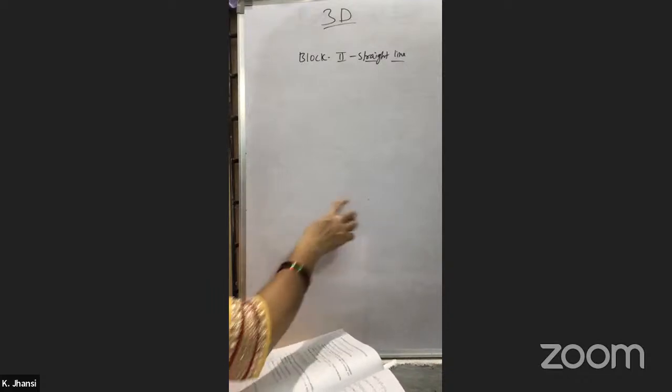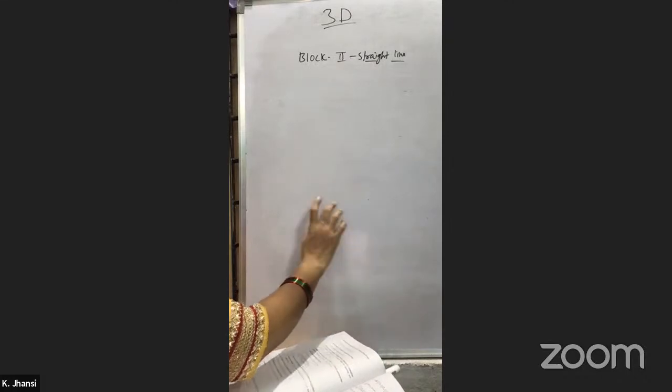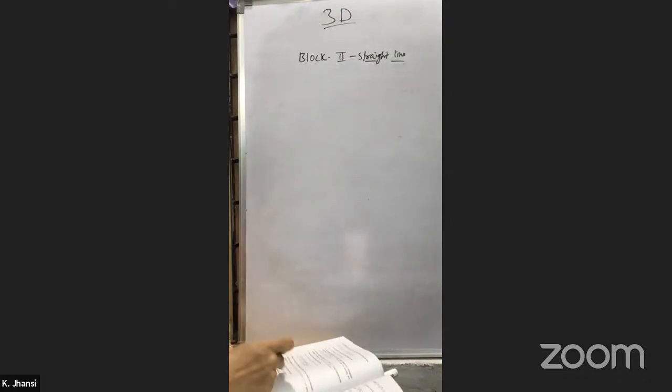Next, on page number 152, you have question 21. It is 20 and 21: examine the nature of intersection of the planes. Just now we have seen the concept, and on that concept only you have these two questions. So by this we are completing block 2.